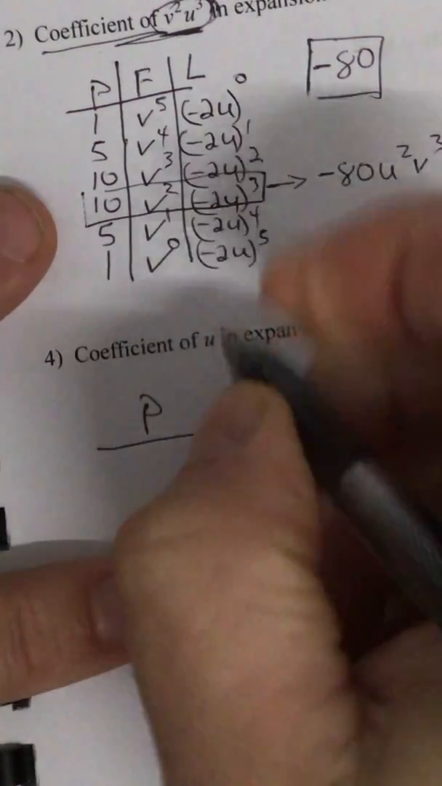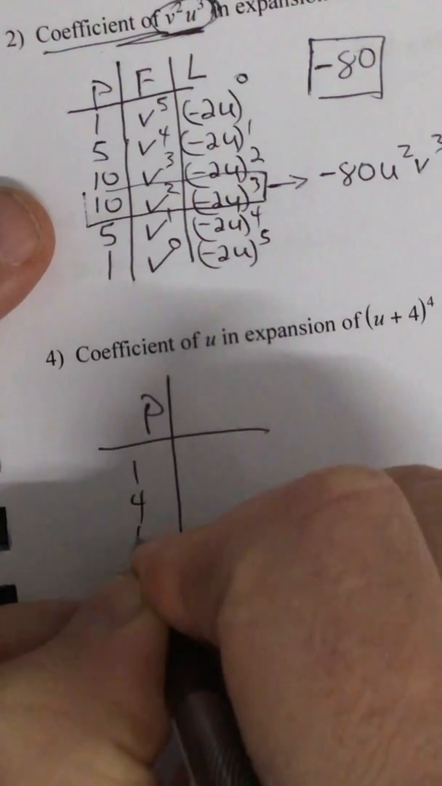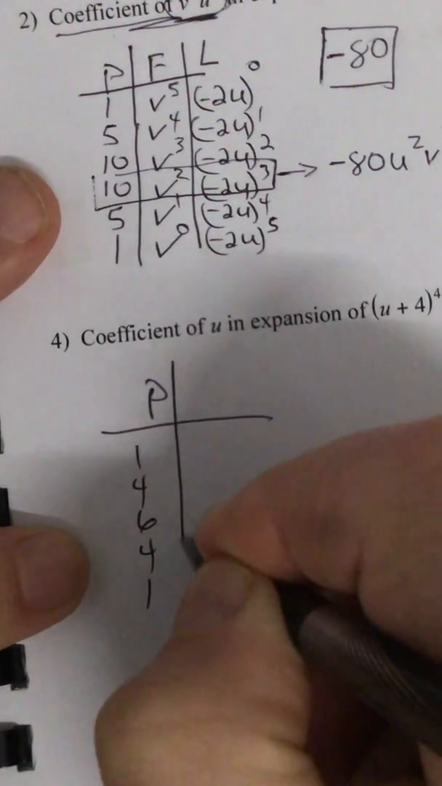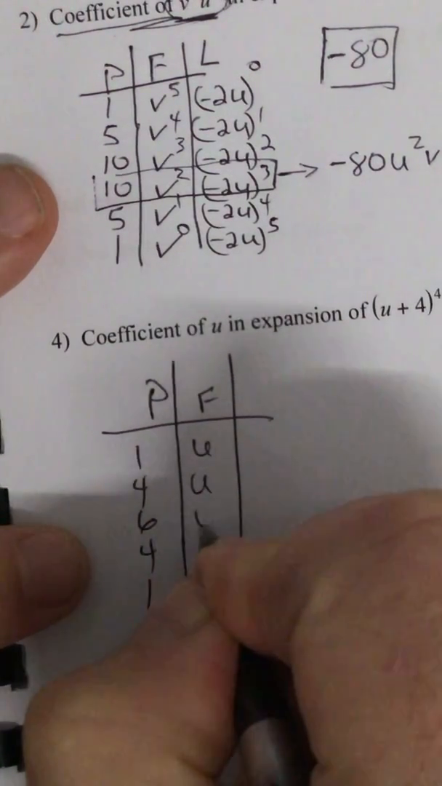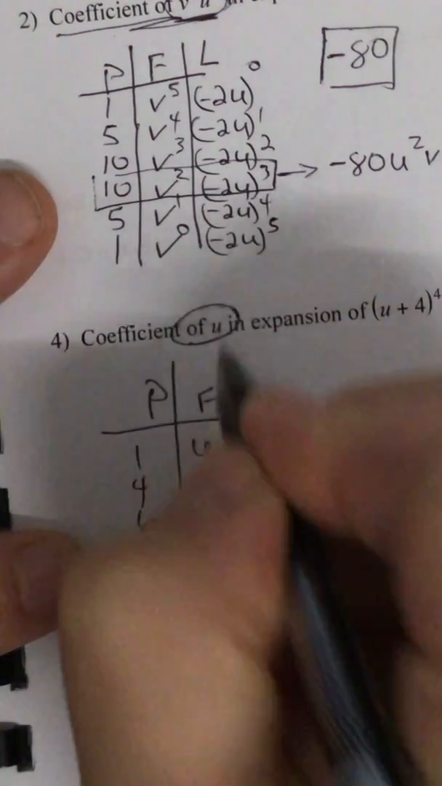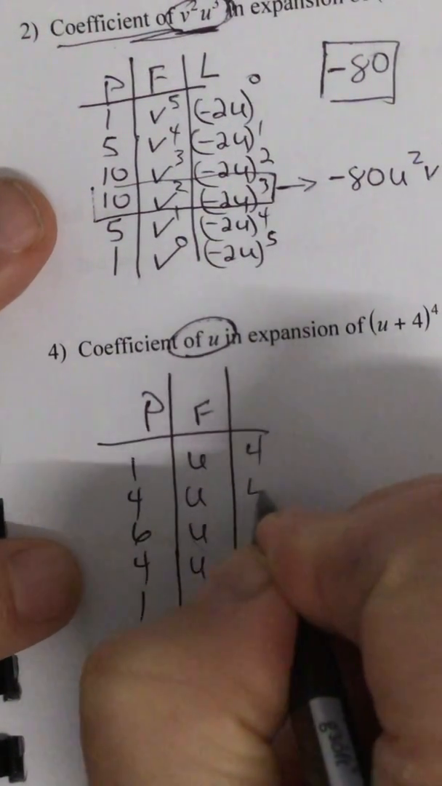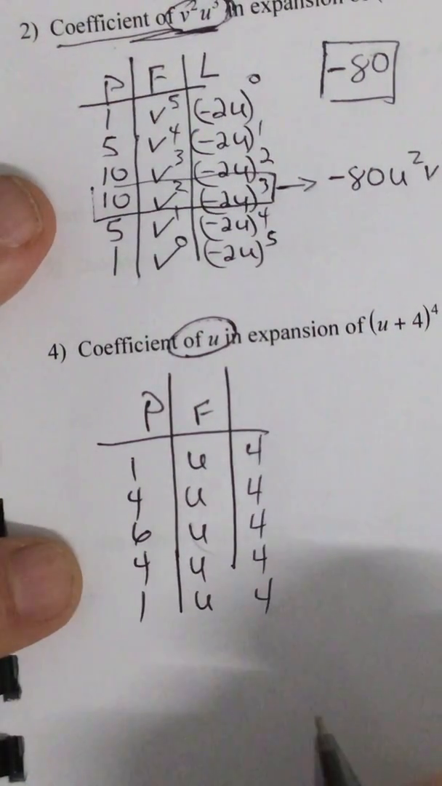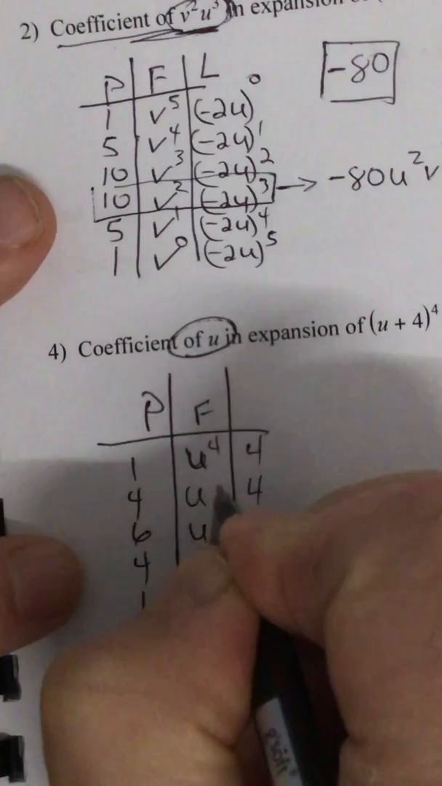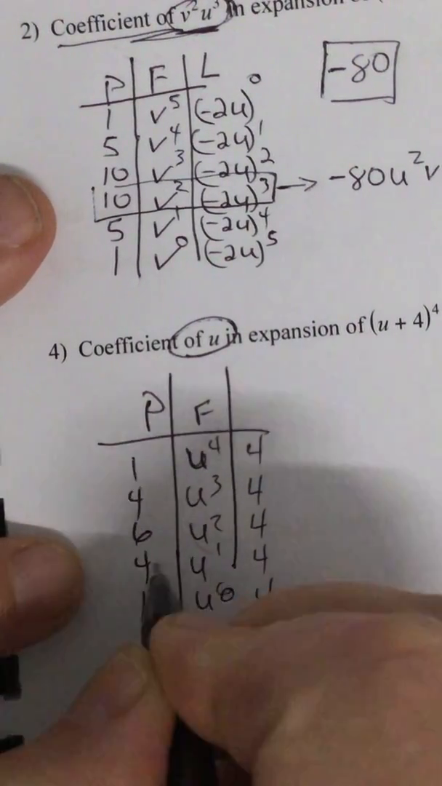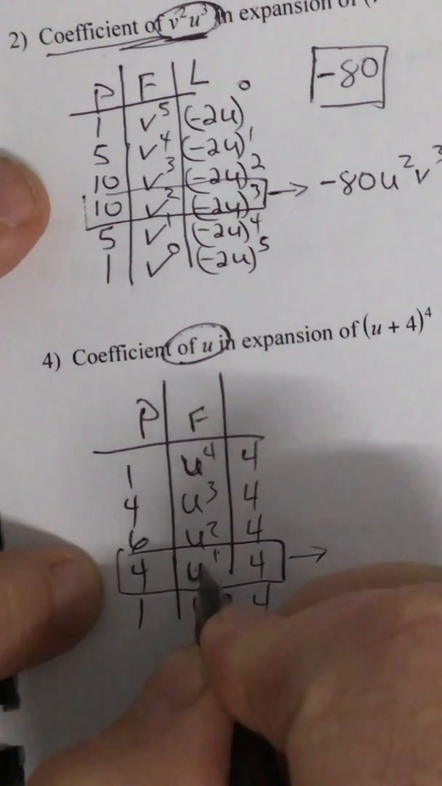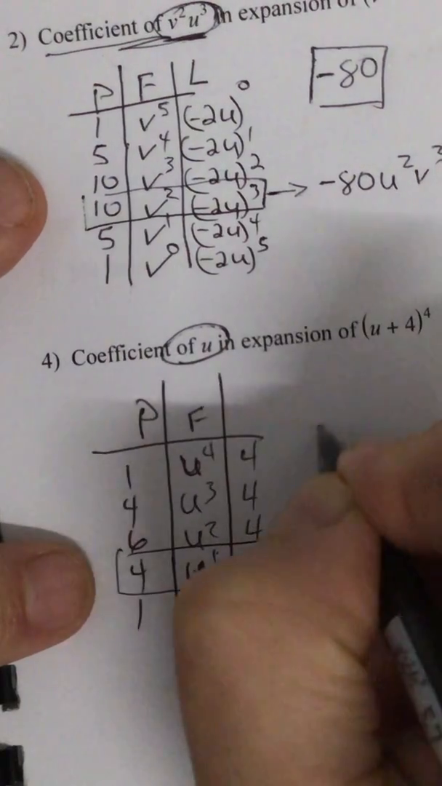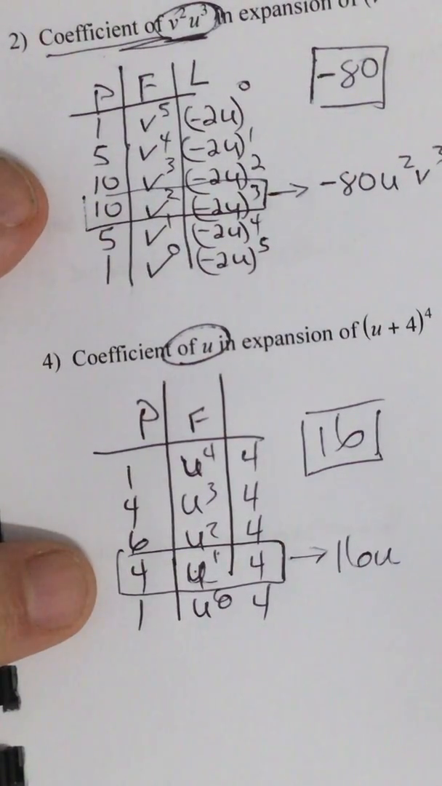Got the idea? Okay, number 4, the fourth Pascal. Row 4 is 1, 4, 6, 4, 1. The first term is a bunch of u's, and they just want u. And then the last term is a bunch of 4's. So this is u to the 4, 3, 2, 1, 0. They want this one because u to the first is going to be just plain old u. So 4, that's a u. So 4 times 4 is 16u, so that coefficient is 16.